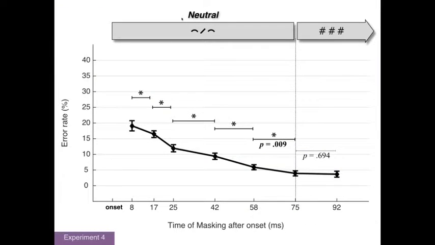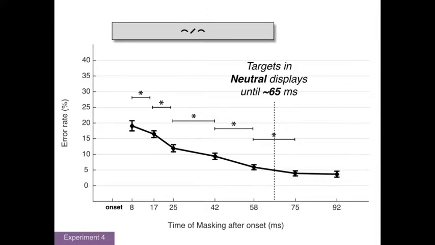So first of all, these are neutral displays. Here we have error rates by the time of masking. The later the masking appeared, the fewer errors were committed, until a floor level of 4% errors when masks appeared 75 milliseconds after onset, after which the masking became inconsequential. That means that the system finished accumulating information about the target when it was flanked by neutral distractors, somewhere between 58 and 75 milliseconds at the latest.